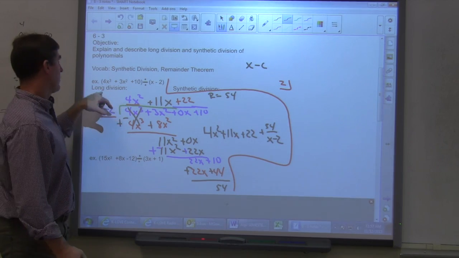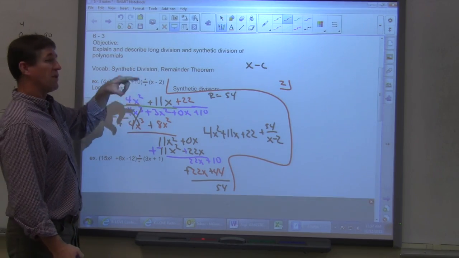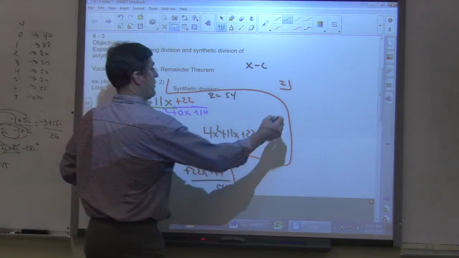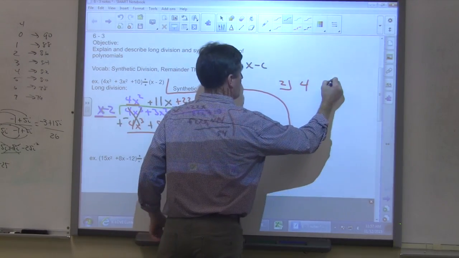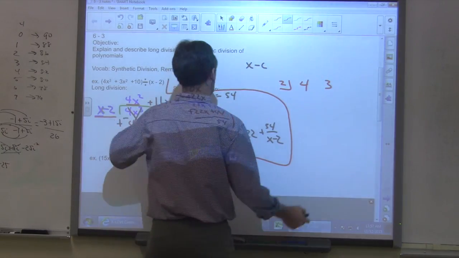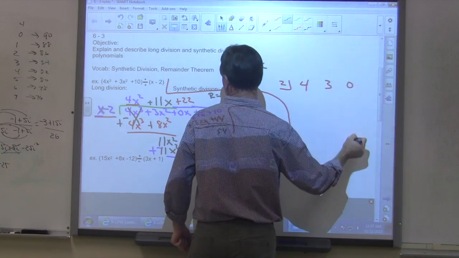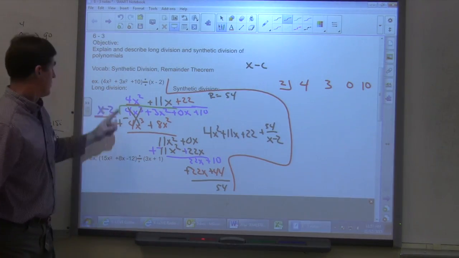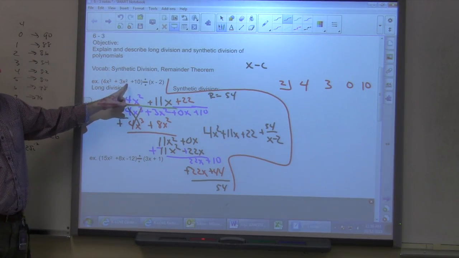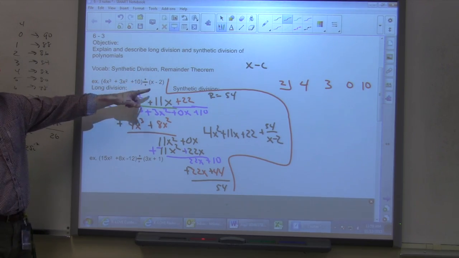Now here it's really important. If you skip a power, you need to put in a 0. So we've got 4x cubed, so we put the 4. We've got 3x squared, so we put the 3. We don't have an x, so we put a 0. And then we put the constant 10. So you see 4, 3, we skipped, there's no x, so we have to put a 0, and then 10.